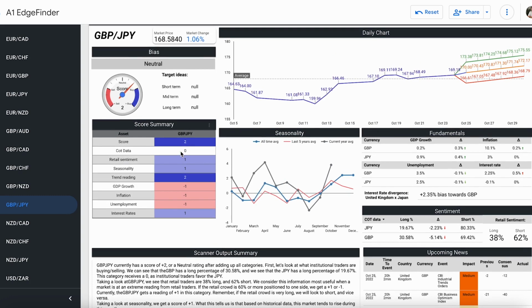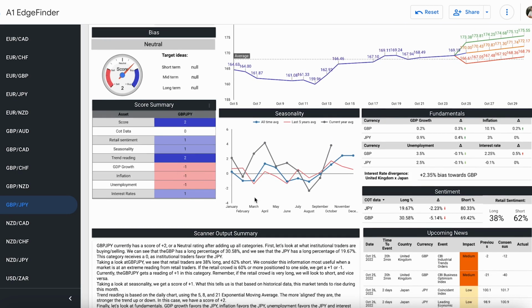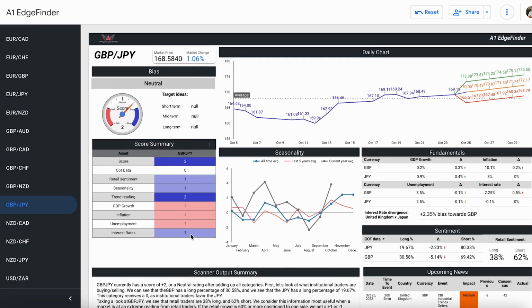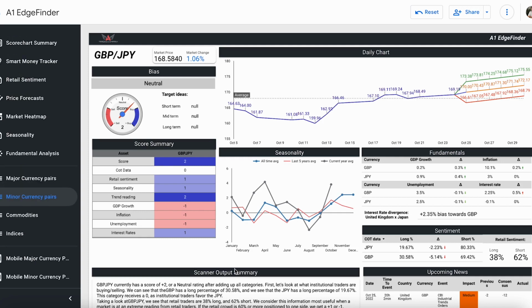So the yen, of course, is our second currency pair here. So we are buying or selling the pound against the yen. We're seeing negative scores here because the yen is beating out the pound in all of these areas except for interest rates. Lower inflation, better GDP growth, lower unemployment makes it so that the pound looks less favorable against the yen. So there we go. That was a quick look inside the EdgeFinder featuring 2 of our pound pairs.